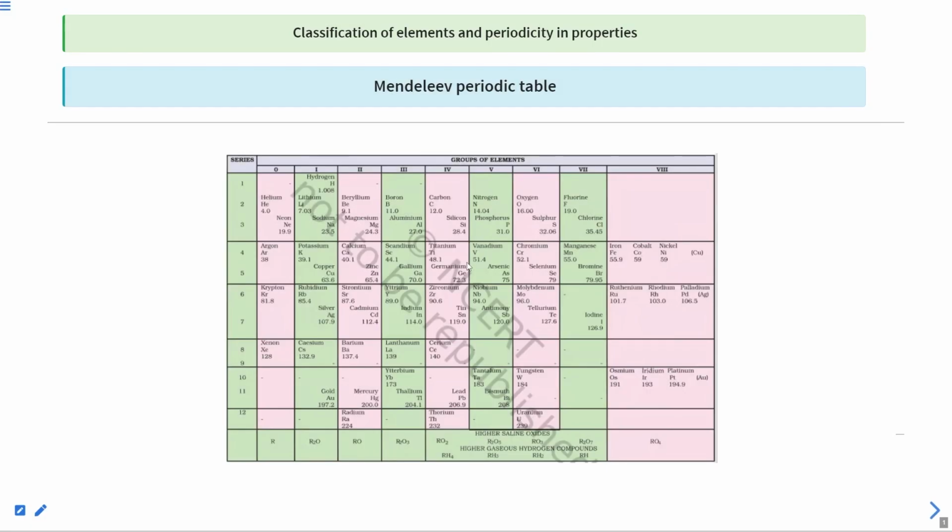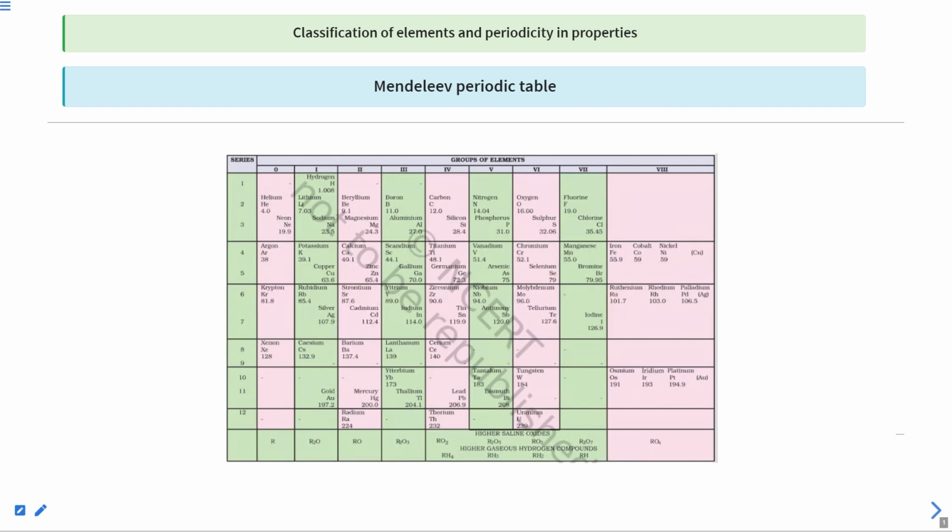Hello, students. In the previous class, we left off with the modern periodic table, the Mendeleev periodic table. I said that we are in a very good position now. We have moved up to the Mendeleev periodic table. Before moving further, let us analyze this periodic table.